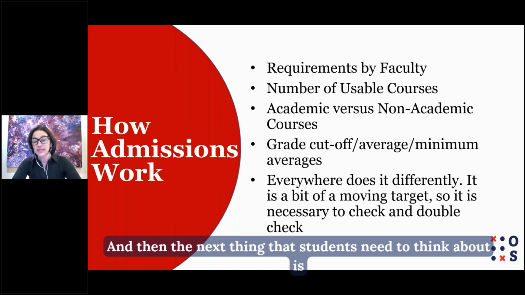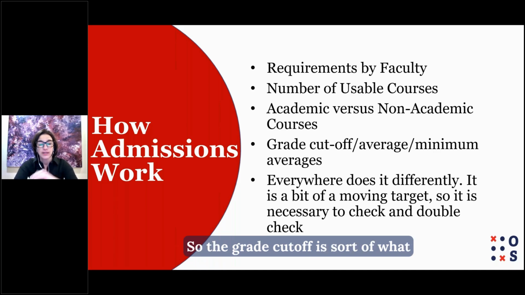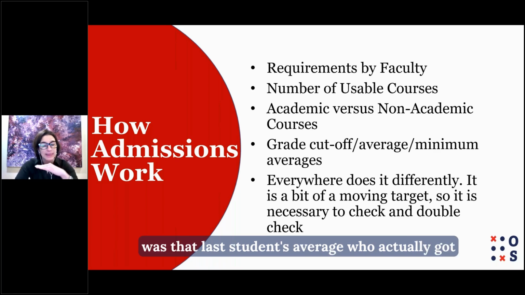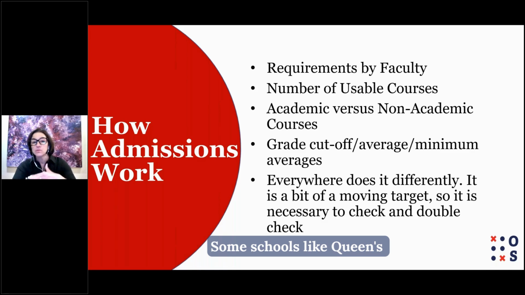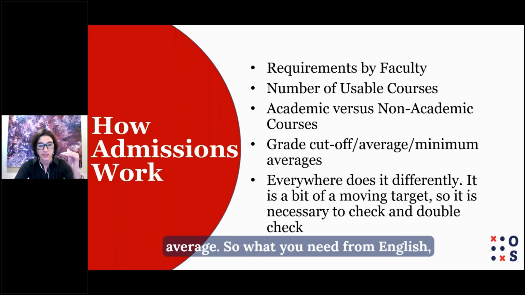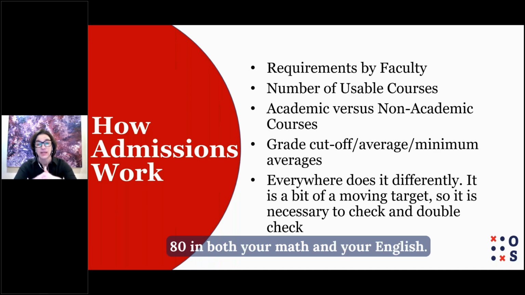And then the next thing that students need to think about is that grade cutoff average, or minimum average. So the grade cutoff is sort of what was that last student's average who actually got into that institution, into that faculty. Some schools like Queen's Commerce have an 87 sort of average. So what you need from English, pre-calc or calc, your next 2 courses, but you also need for them a minimum average of 80 in both your math and your English.